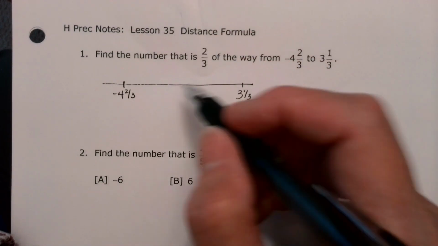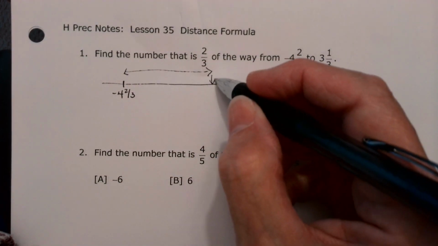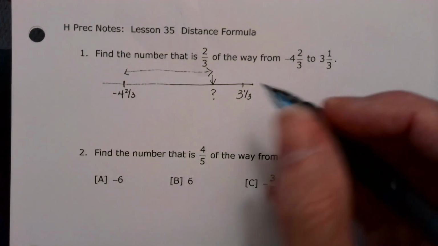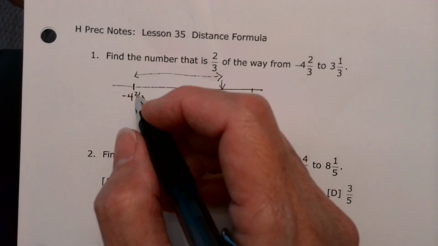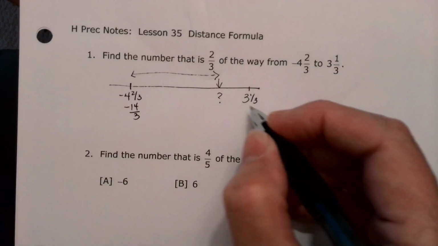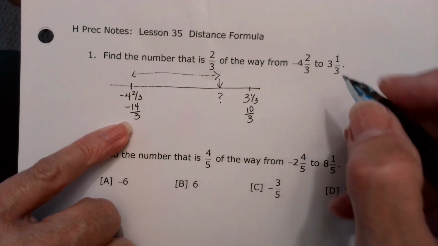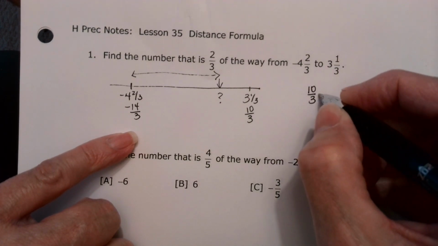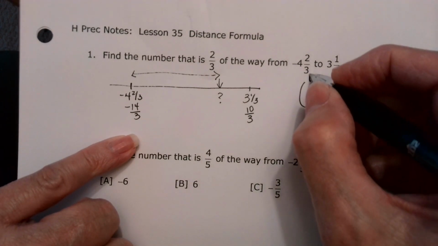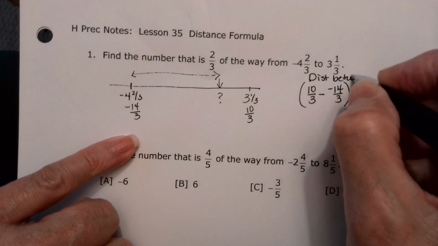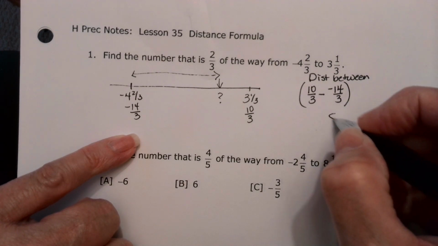Okay, so if I took this and I divided it into thirds, let's just say this amount is 2/3. Then I want to know what the number is. That's the question. So the first thing I'm going to do is change these to improper fractions. This one's going to be -14/3, and this one's going to be 10/3. Now I'm going to find the distance between the two of them. So the first step is to take the larger one and subtract the smaller one. Now be careful with the signs. This is getting me the distance between. Now when I do that, I'm going to get 24/3, which is 8.